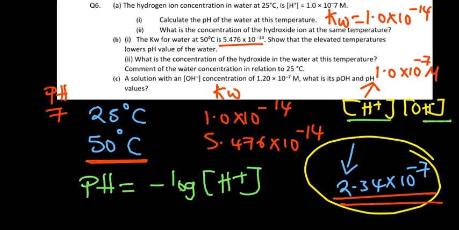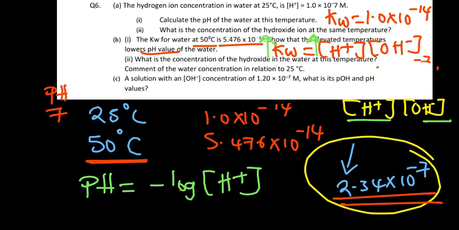So we've shown that when you increase the temperature, the pH value is lowered due to an increase in the hydrogen ion concentration. An increase in the kW value, from an equation point of view, is directly proportional to the hydrogen ion concentration. The hydrogen ion concentration is inversely proportional to the pH value, and that's why.